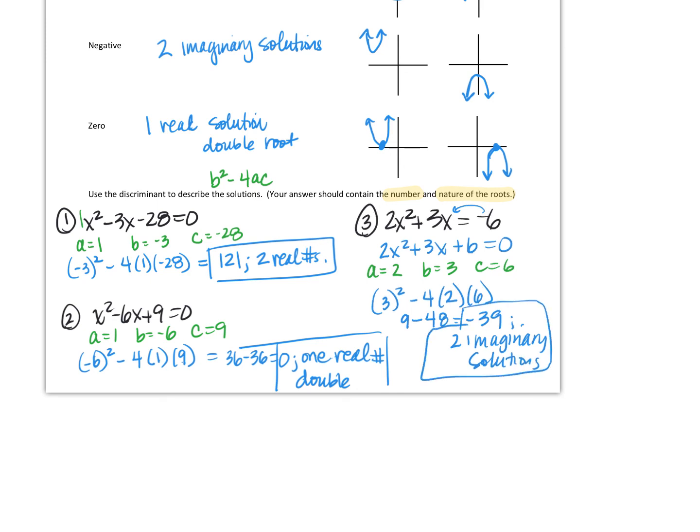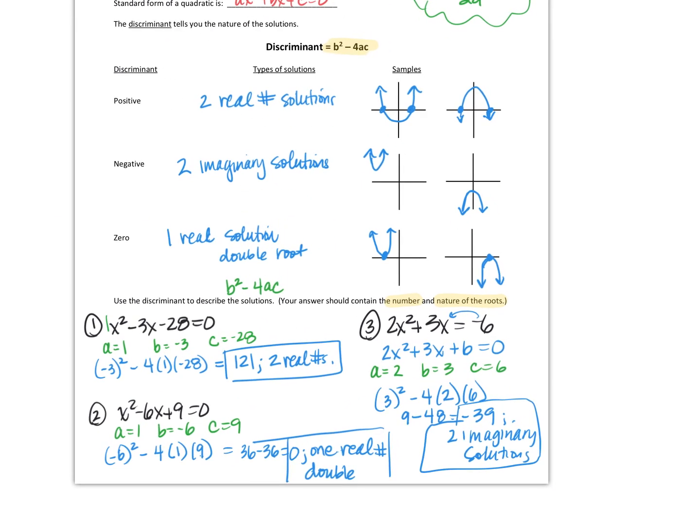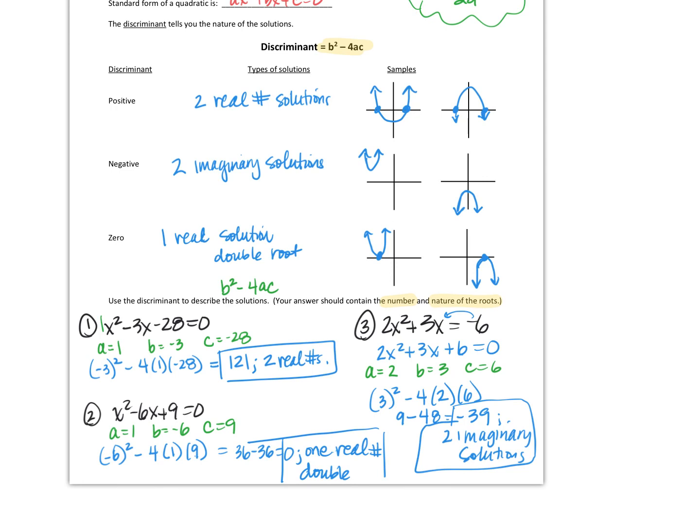All right, so that's how we're going to do it today. Pretty simple. You're just looking at the discriminant today and drawing those conclusions. What kind of solutions will you have knowing these properties of discriminants?